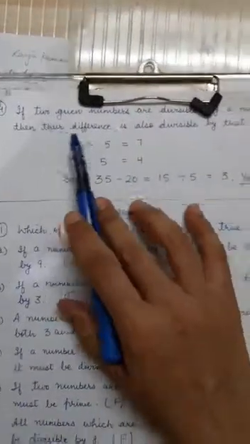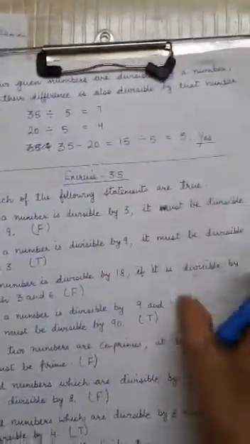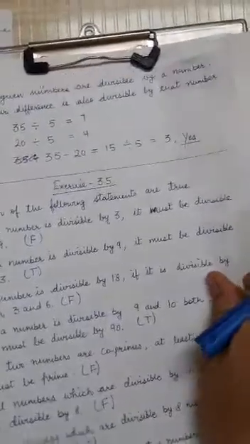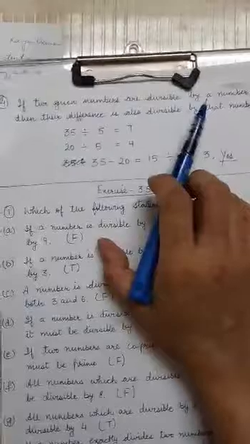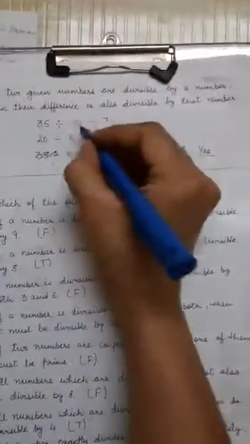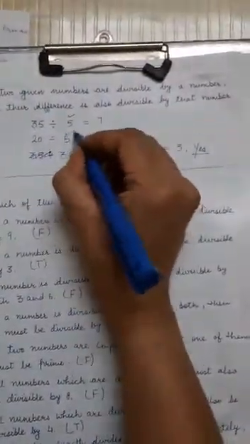Now what is the fourth rule? If two given numbers are divisible by a number, then their difference is also divisible by that number. So 35 is divisible by 5, 20 is also divisible by 5.